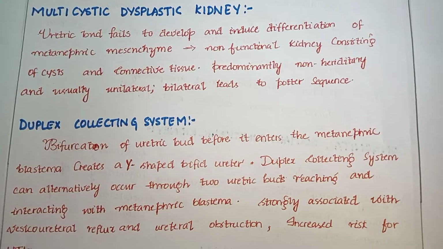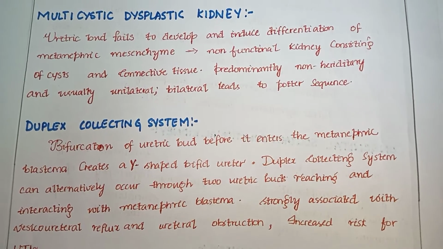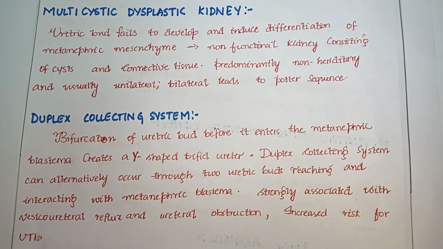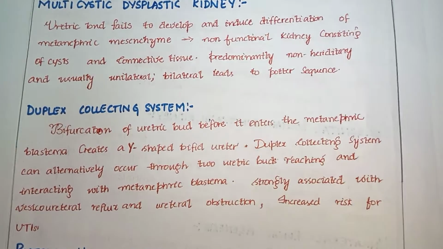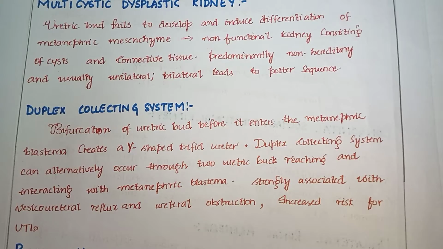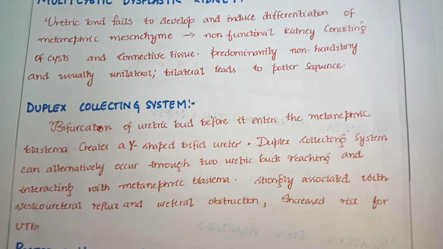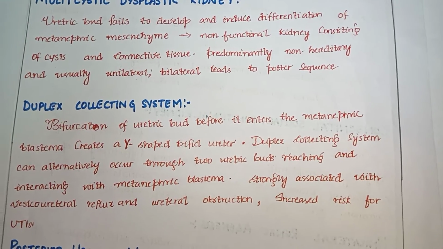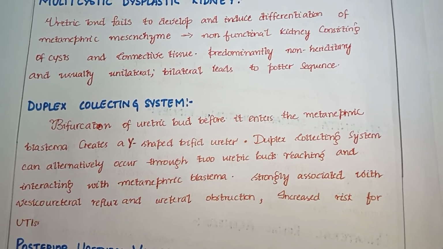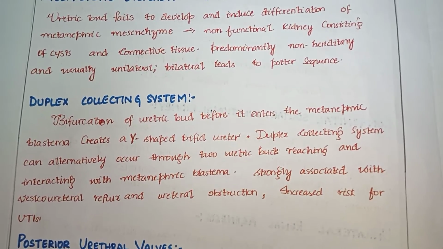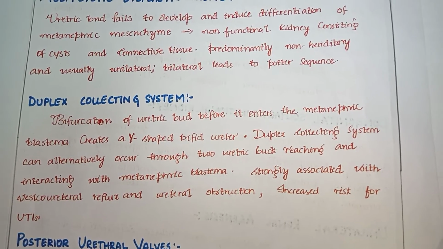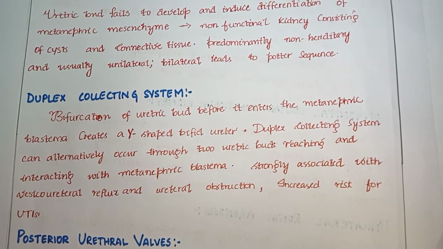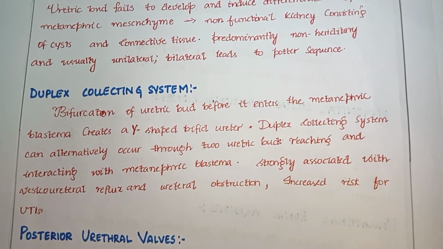The fifth congenital malformation is multicystic dysplastic kidney. Here, the ureteric bud fails to develop and induce differentiation of the metanephric mesenchyme, that is metanephric blastema, which leads to a non-functional kidney consisting of cysts and connective tissue. Predominantly, it is non-hereditary and usually unilateral. Bilateral leads to Potter sequence.